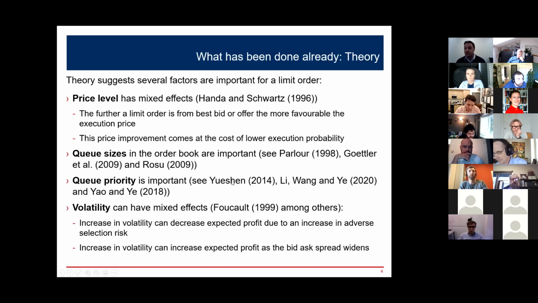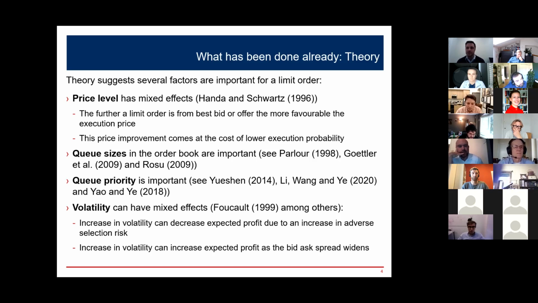As I said, most of the questions about how to optimally manage a limit order have come out of the theory papers. And when you look at that theory literature, there are four key variables that really pop out as being key to that decision-making process. The obvious one is, what price should you submit your limit order at?